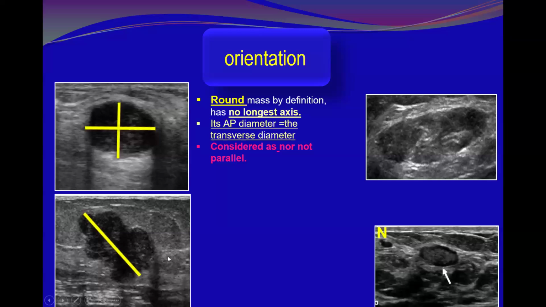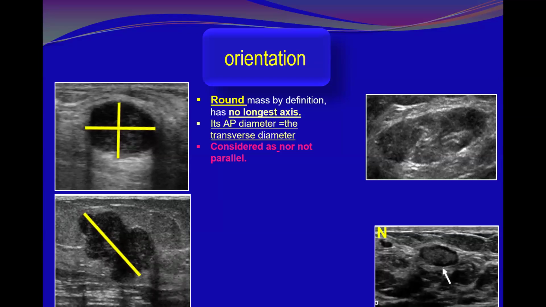What about this one? And this one? Both are obliquely oriented, and this one also obliquely oriented. What is the difference between the three? The three of which are obliquely oriented. How are you going to describe each of these three masses regarding orientation? In the left image, it is not parallel. Excellent, not parallel.